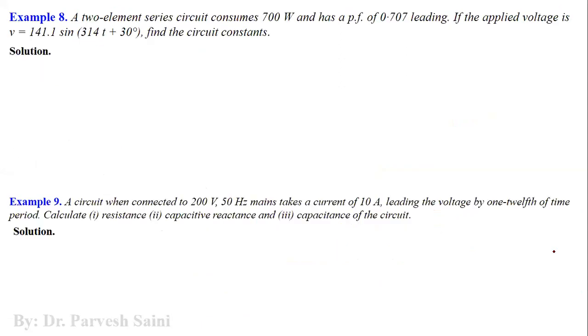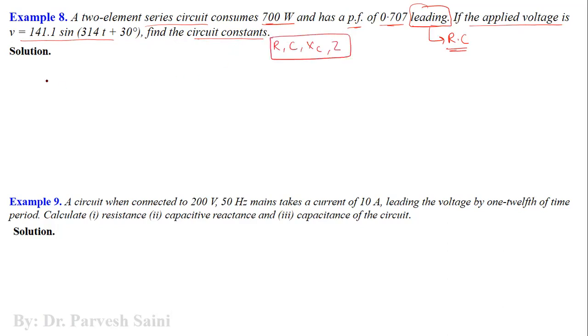Now let us come to the next question, in which there are two elements connected in series, which consume this much power, and the power factor is this much leading. When the power factor is leading, it is an RC circuit. If the applied voltage is this much, find the circuit constants. Circuit constants are basically the value of R, C, Xc, and Z, which we have to find out. The given things are the power dissipated, 700 watt, and cos phi, the power factor, equal to 0.707 leading. So this means it is an RC circuit.